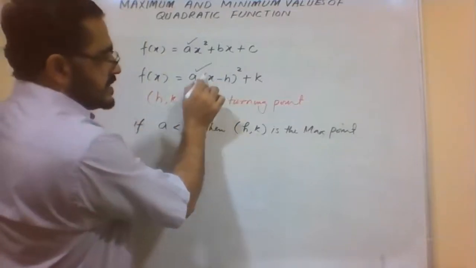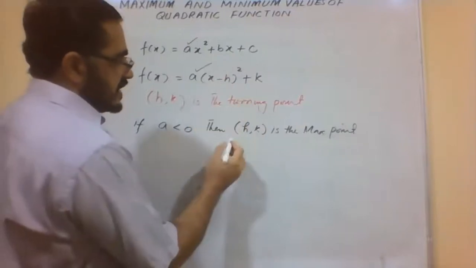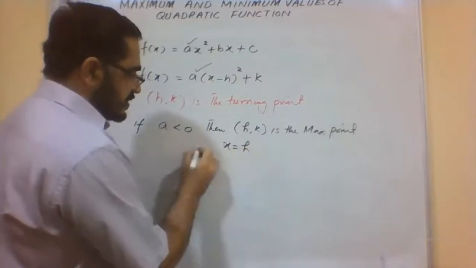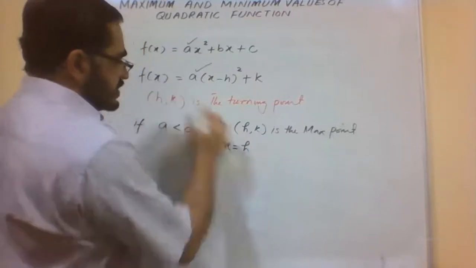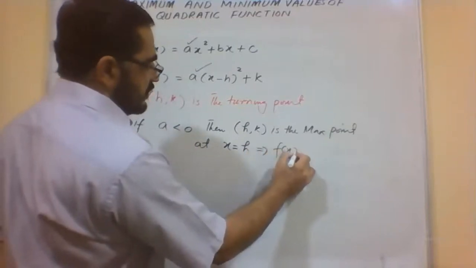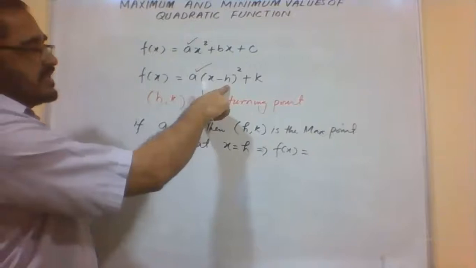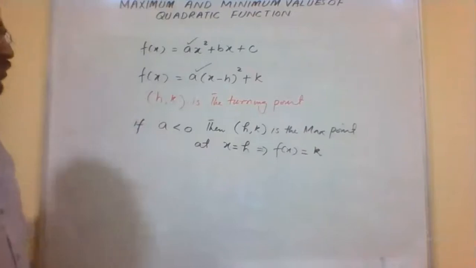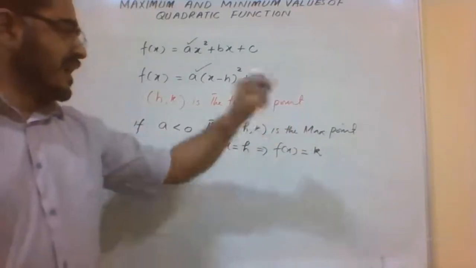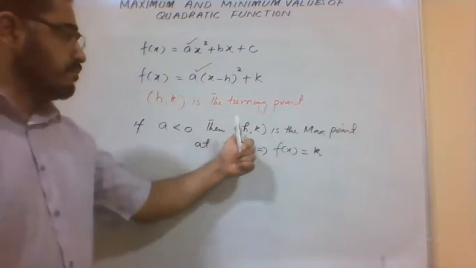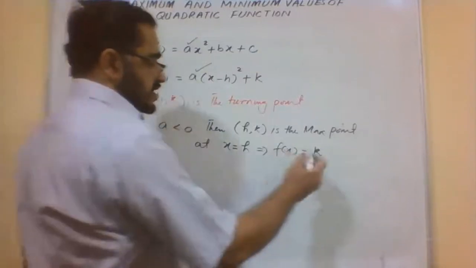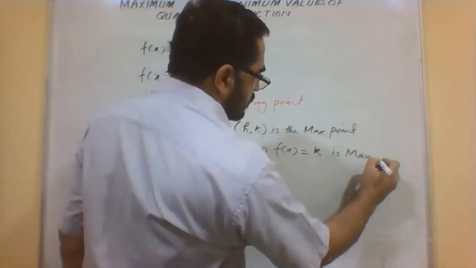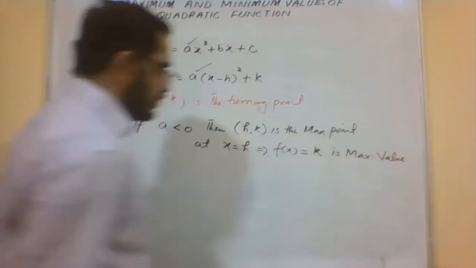We will take this term containing the square, x minus h, and set it equal to 0, then x will be equal to h. At x equal to h, x minus h is 0, so this whole term will be 0 and f of x will be equal to k. This k will be the maximum value of this function.